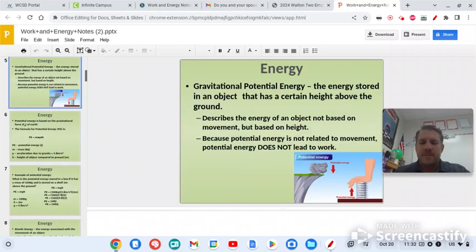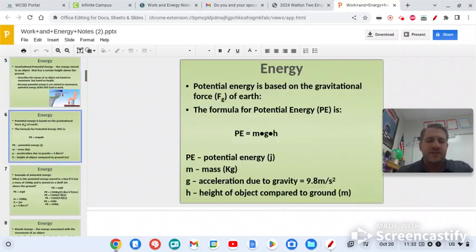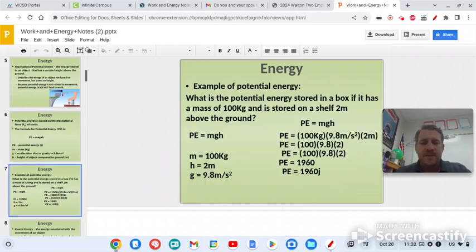So yesterday we learned about the formula to calculate potential energy, and it's a pretty straightforward formula. It's potential energy equals mass times gravity, which is always the same on our planet, 9.8, times the height off the ground. So if you're given a question like this, what is the potential energy stored in a box if it has a mass of 100 kilograms and is stored on a shelf 2 meters above the ground? Just plug those numbers in. Right? So mass is 100 kilograms. Gravity is always the same on Earth. It's 9.8. And then above the ground is 2 meters.